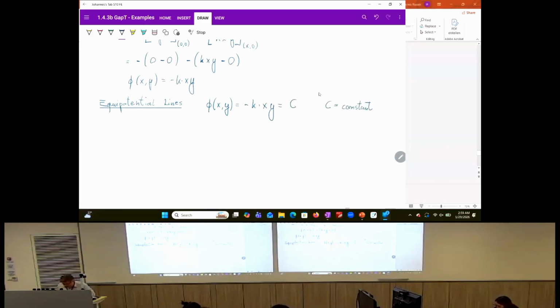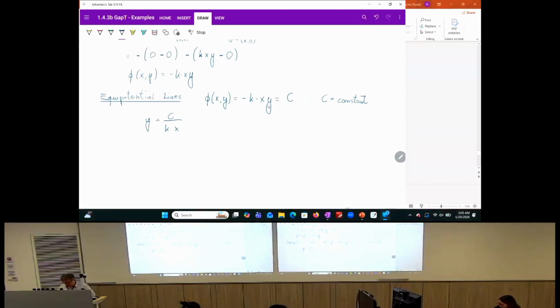So if you want to make a sketch of these lines, you need to relate how y depends on x. That is quite simple. You have here that equation. This is constant. You look at y dependent on x. So you just bring that over and you say y is the constant over k times x. Now let's plot that.